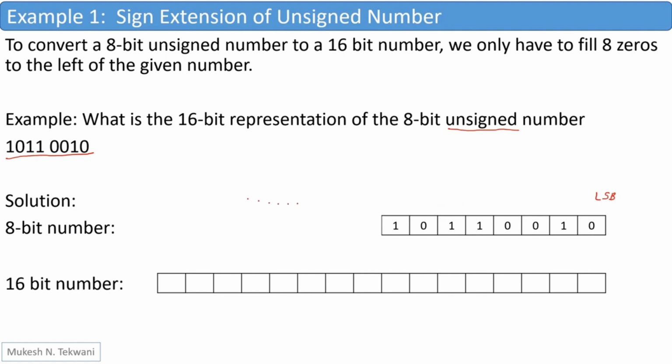Now the process of this conversion is very simple. Since this is an unsigned number, we will just copy down all the bits starting from the LSB into each position in the 16-bit number. So we copy these bits, and now the remaining 8 bits will all be filled up with zeros. So we fill up these bits with 0 because our number is an unsigned number.